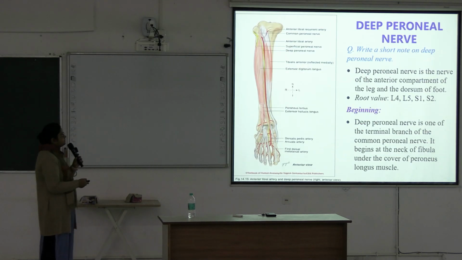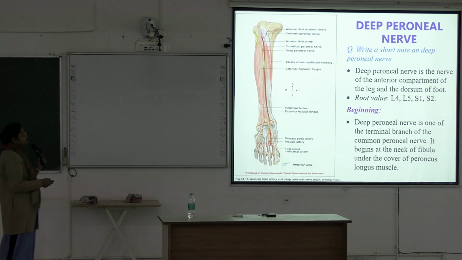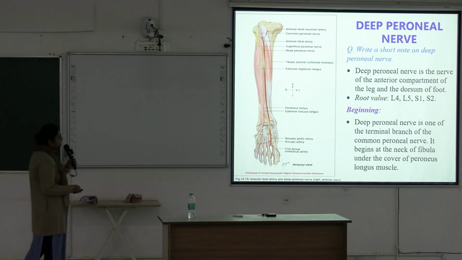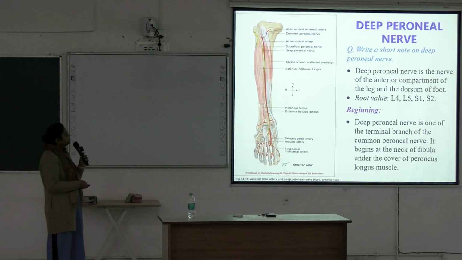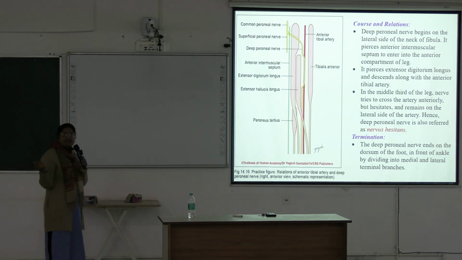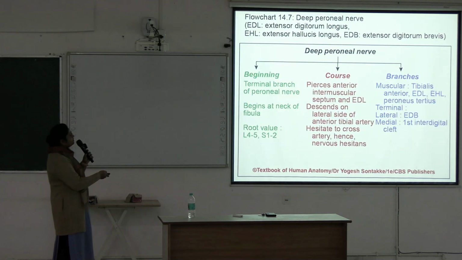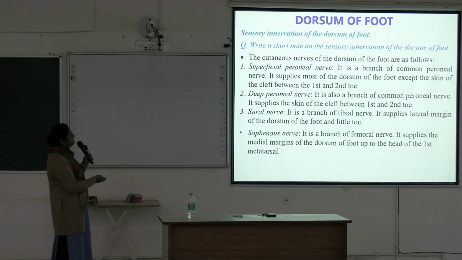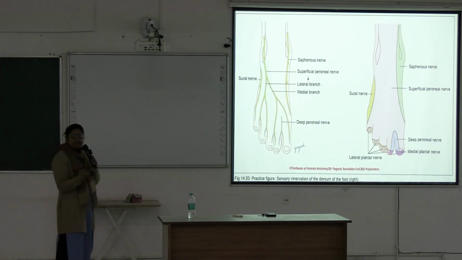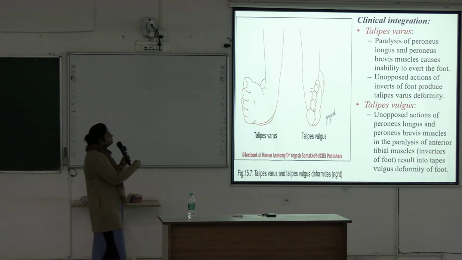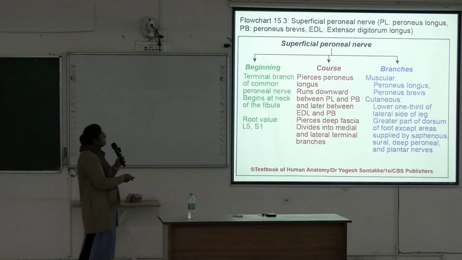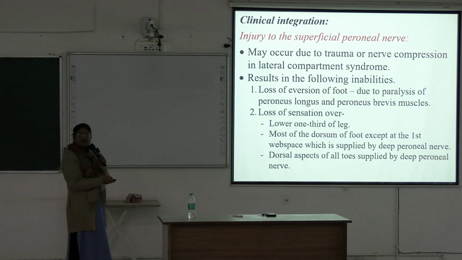Deep peroneal nerve: you also have to know that it supplies the anterior compartment of the leg and the dorsum of the foot. Root values and supplying areas are important. Division occurs at the lateral side of the neck of the fibula, the common peroneal dividing into superficial and deep peroneal. So read the nerve supply and supplying areas. And this cutaneous supply is important. So all these nerves are important for your long question.